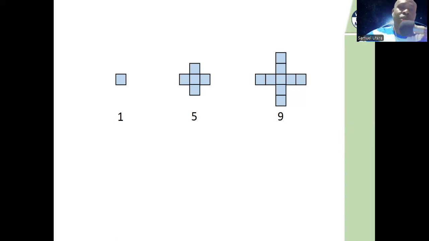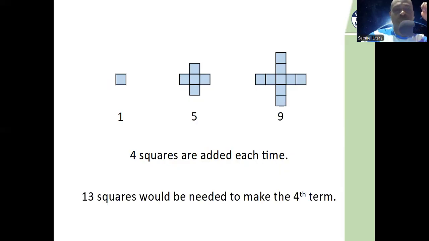Okay, I'm sure someone would be saying, okay, we're adding 4 every time. You're actually correct. Yeah, 4 squares are added each time. So 13 squares would be needed to make the fourth term. So if I ask you, okay, what would the fourth term be? This is the first term, that's the second term. Okay, this is the first term.